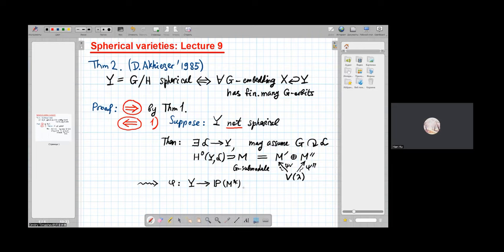As for this space M star, let me note that, of course, since M is the direct sum of these two subspaces, M star is isomorphic to the direct sum of its duals. But we can also represent it in the following way. M star is isomorphic to the tensor product of the dual of V of lambda, V of lambda star, with the two-dimensional vector space. This is the same as the sum of two copies of V of lambda star.